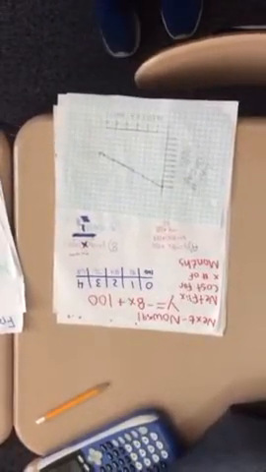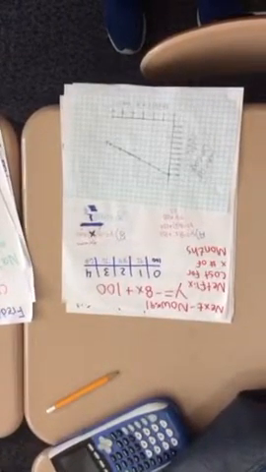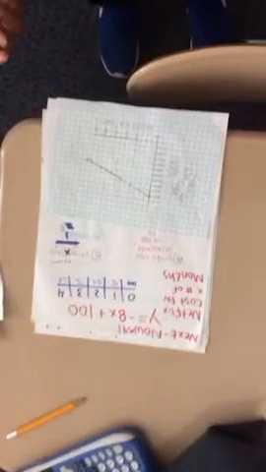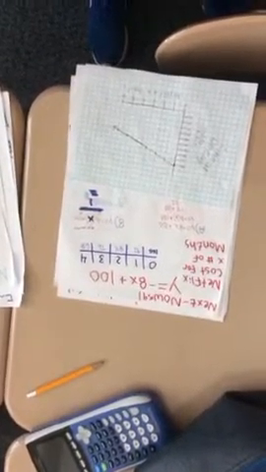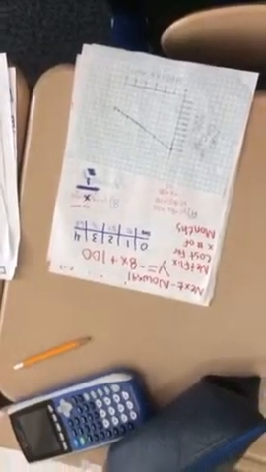And then for letter B, it's y equals negative 8x plus 100, so 36 equals negative 8x plus 100, and from there we subtract 100 from both sides, and then we get negative 64 equals negative 8x. Then you divide both sides by negative 8, and that gives us 8 equals x.